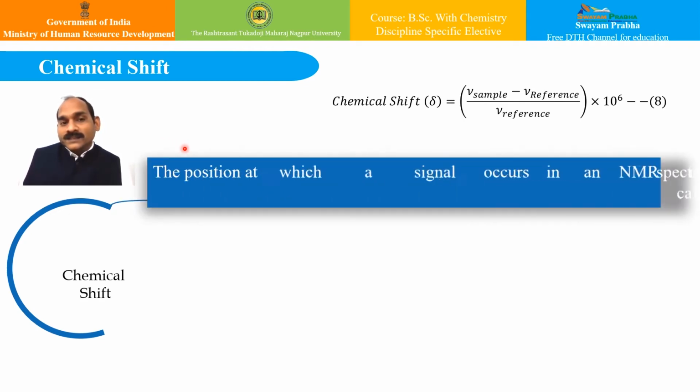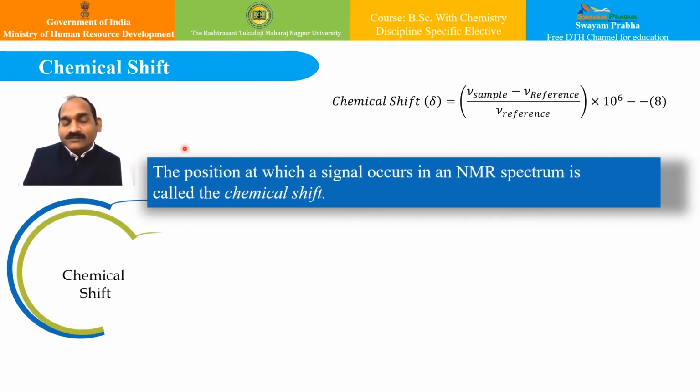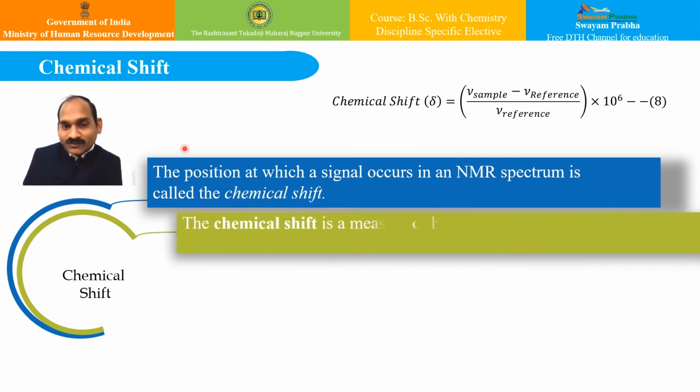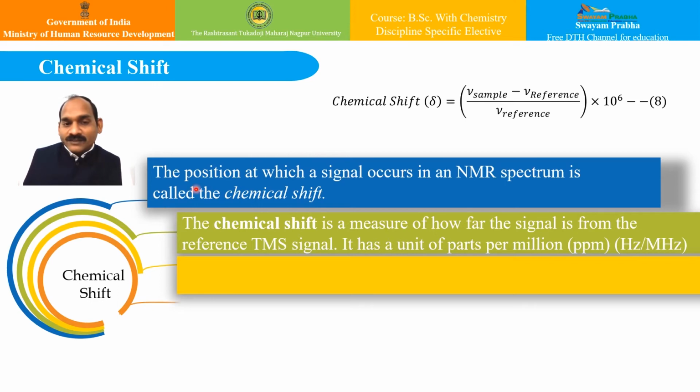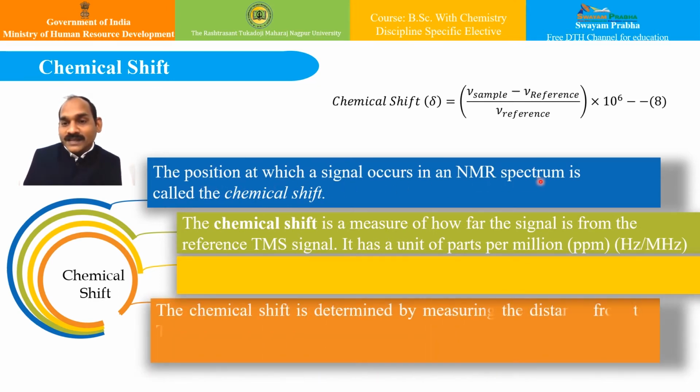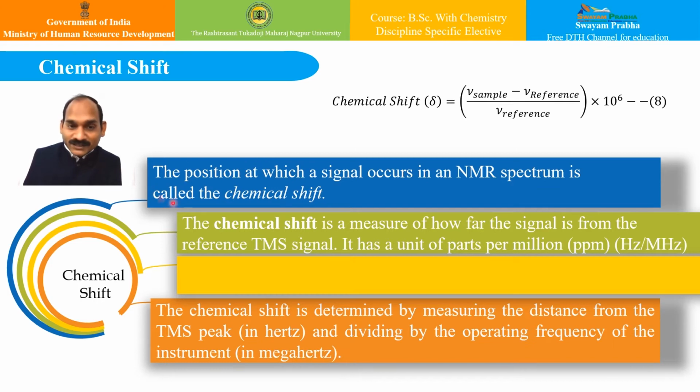Now this chemical shift has certain peculiar properties. We are giving a little stress on this property. As we have seen, it is the position at which the signal occurs in the NMR spectrum. Whatever the deviation with reference to your TMS signal, that is called the chemical shift. It is a measure of how far the signal is from the reference TMS signal, and it has a unit of parts per million, because we divide hertz upon megahertz of the applied magnetic field.